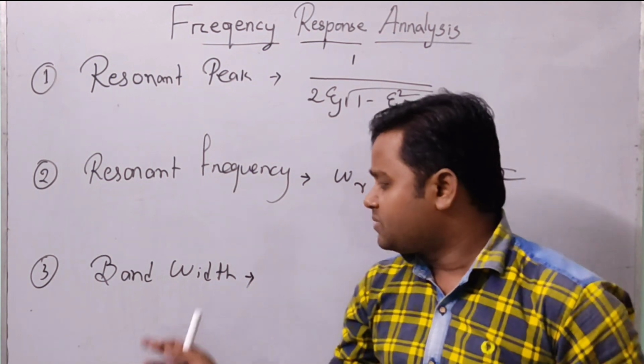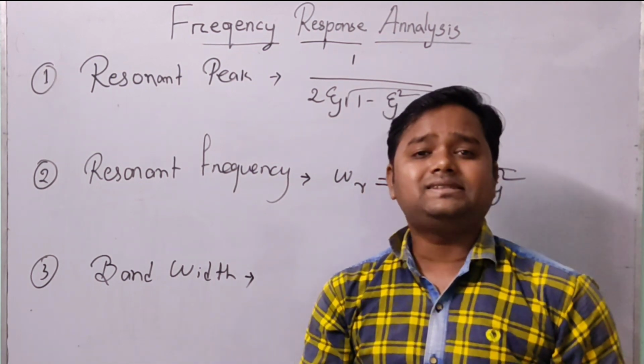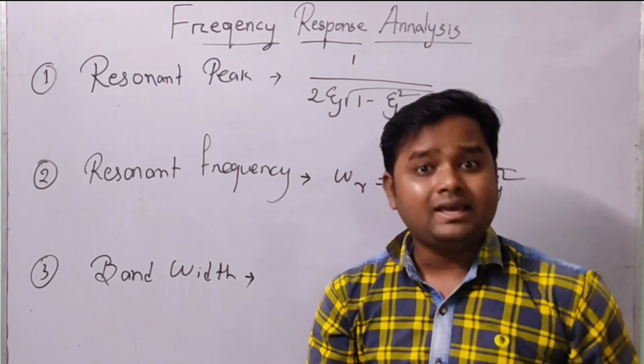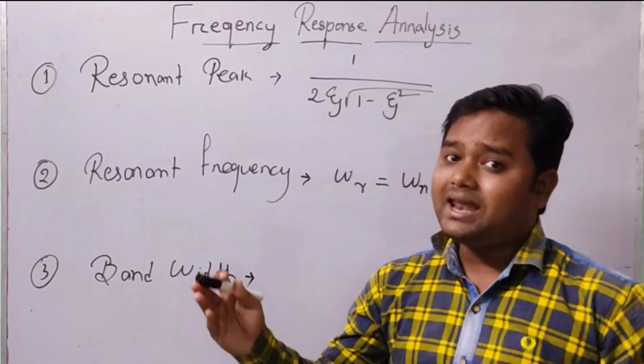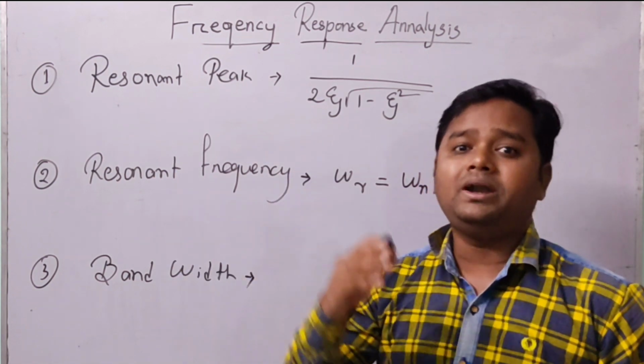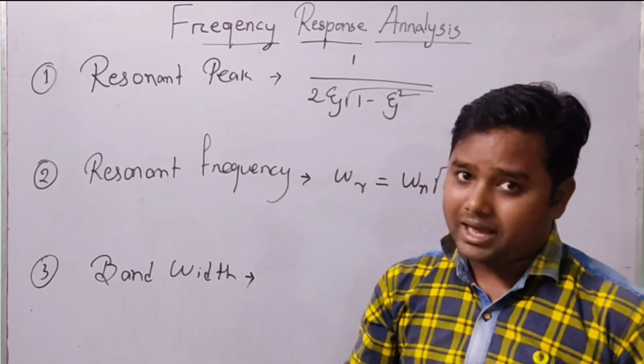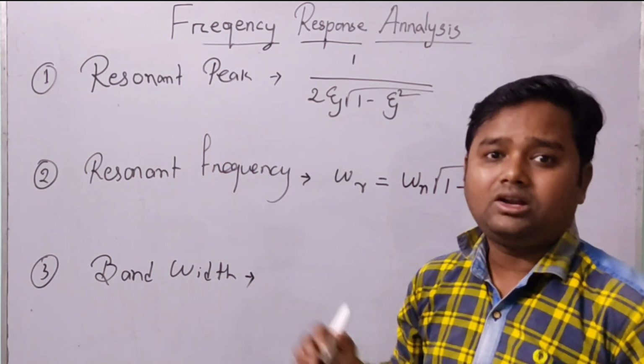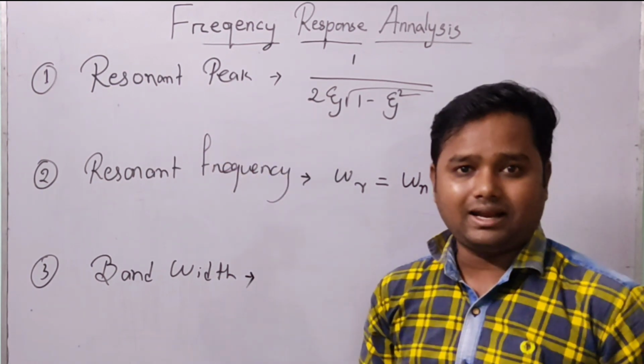And the last point is bandwidth. Bandwidth means the range of frequency at which the signal varies from 100% to 70.7% of the maximum value. These are the three main terms related to frequency response analysis.